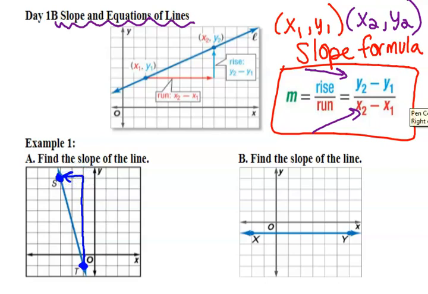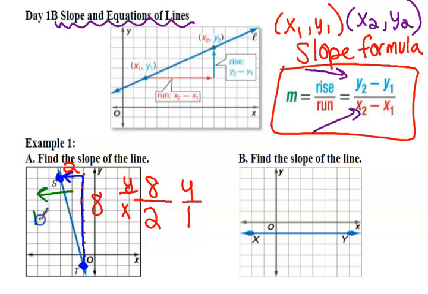So the rise is 1, 2, 3, 4, 5, 6, 7, 8, and the run is 2, and it's 8 over 2, y over x, okay? And 8 over 2 is reduced to 4 over 1. Now, this is important. I ran to the left. Left means negative, so it's a negative 4 over 1. That's the answer.